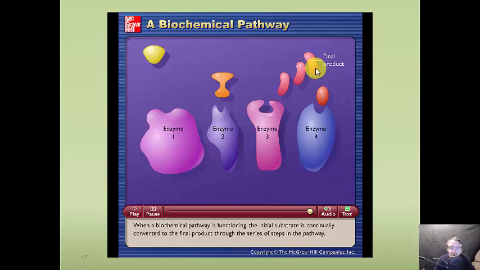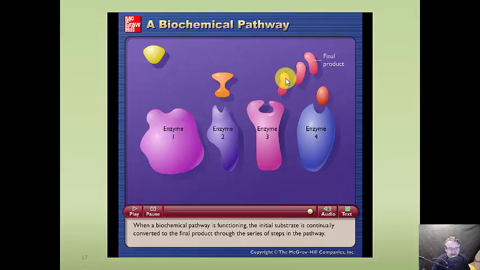So the final product actually acts as a regulatory molecule. It's not only something that the cell produces that it needs, but it also serves a dual function: to regulate the activity of this first enzyme. Now, generally speaking, that only happens if there's too much of a final product. If this product is being used by the cell, then it won't ever build up into a high quantity.